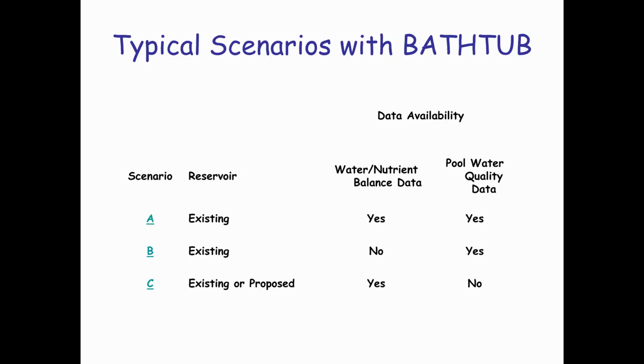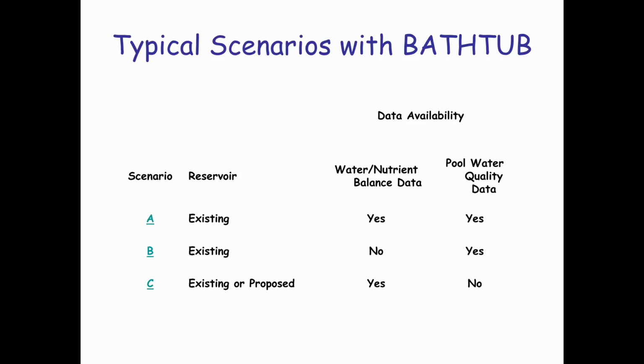Some scenarios that one might look at with Bathtub. Scenario A would be where you have an existing reservoir, you have water balance data and nutrient balance data available to you, and you also have the data that describes the quality of the water in the lake or reservoir.